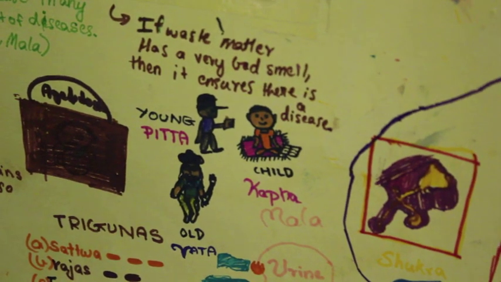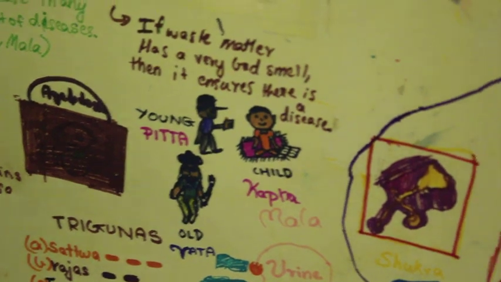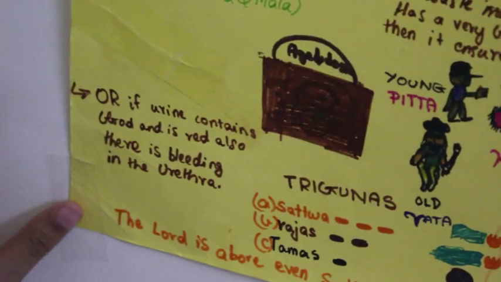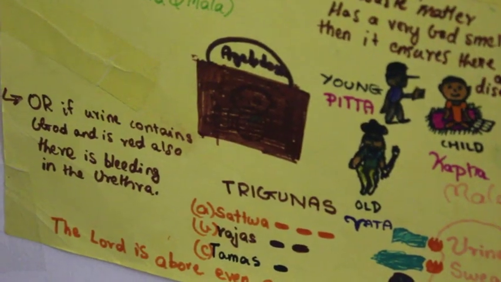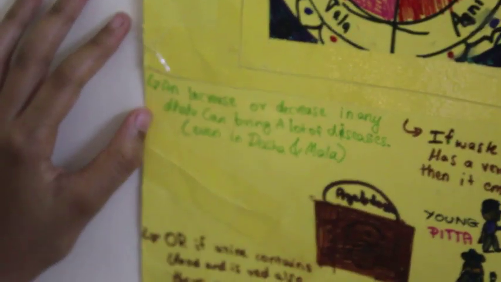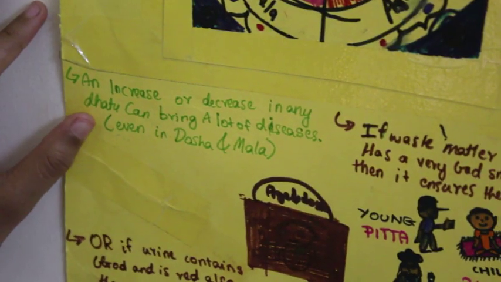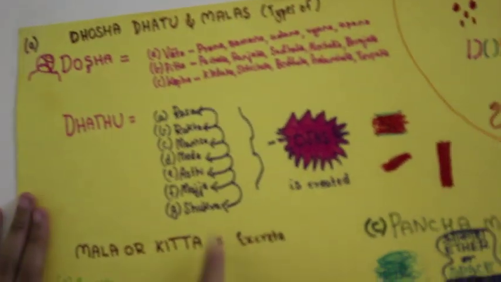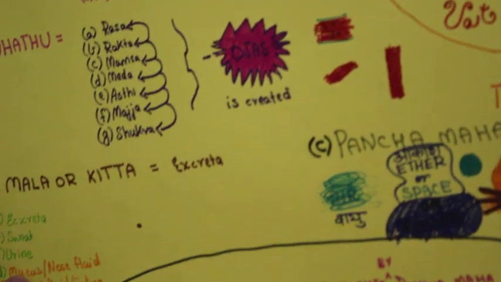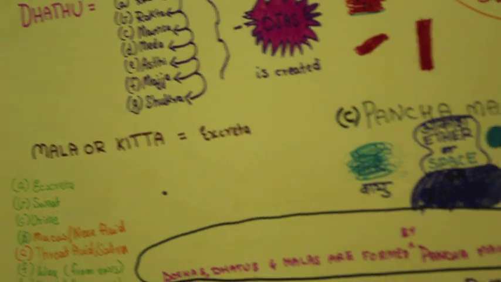So if waste matter has a very bad smell, or you cannot smell it at all, then it indicates that there is a disease. Or if urine contains blood and is red, there is bleeding in the urethra, and piles can happen. So an increase or decrease in any dhatu can bring a lot of diseases, even in dosha, mala and dhatus. And as I told you, this creates Ojas, and Ojas is the main thing that supports everything. So this is how it is.